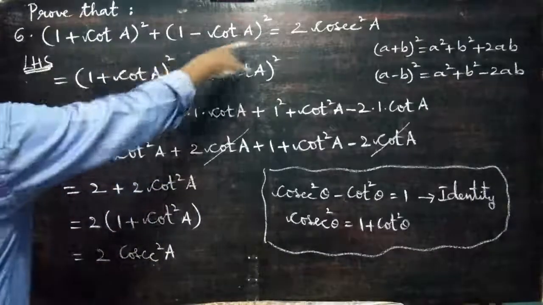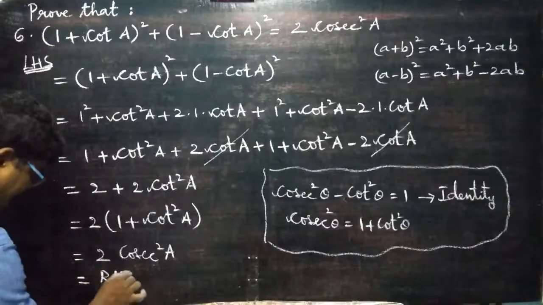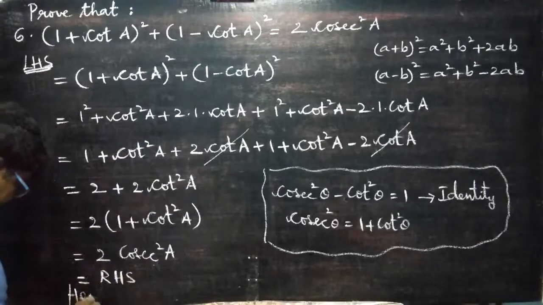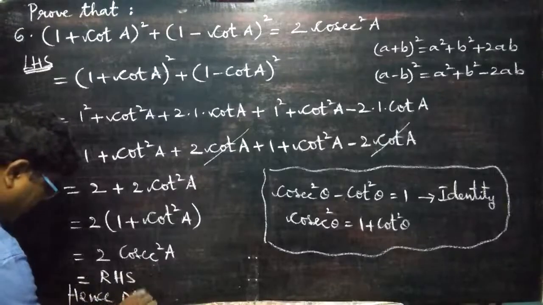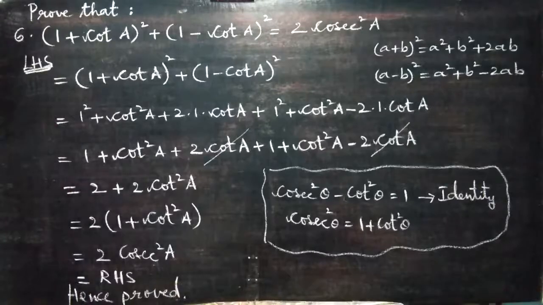We started with LHS, and when we reach RHS, it is equal to RHS. Hence proved. The word is compulsory. Hence proved. This is the way of solving the problem using identities.